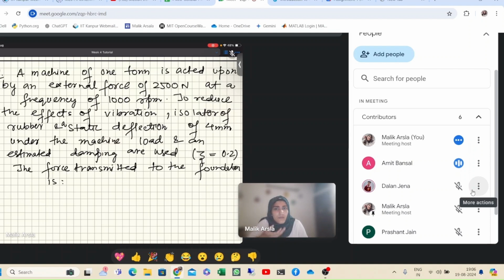Yes ma'am, using the formula mg divided by delta static, from this we can calculate the stiffness of the rubber in terms of K. Okay, now we have to calculate omega n. For this I will use the formula under root K by m. So ma'am, which mass should I use here? Mass of the machine or mass of the rubber?